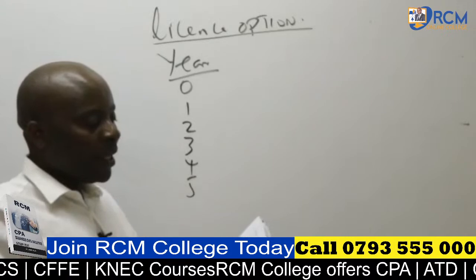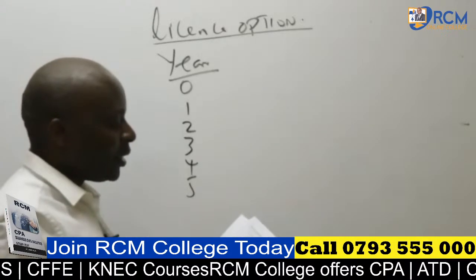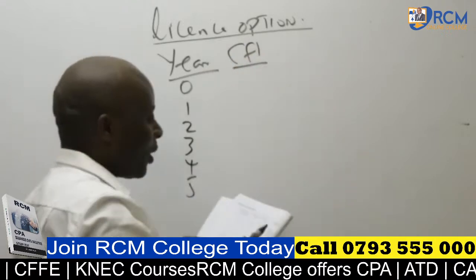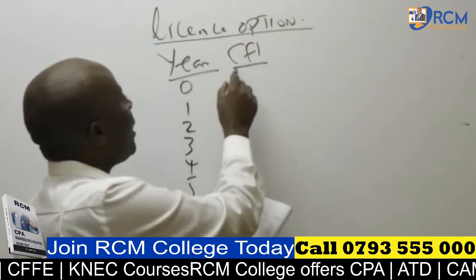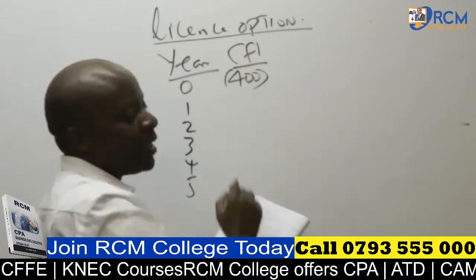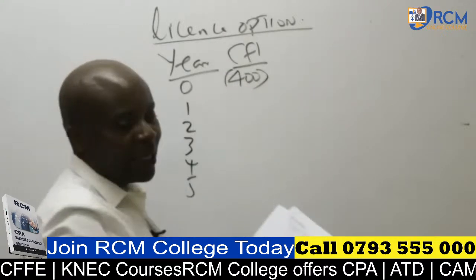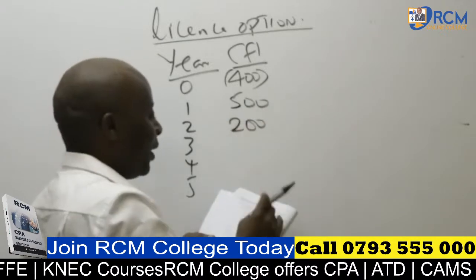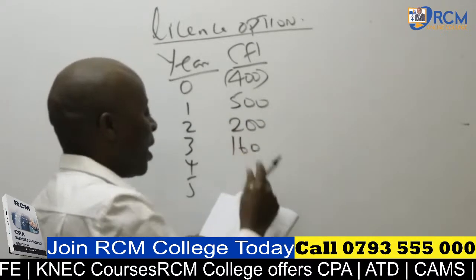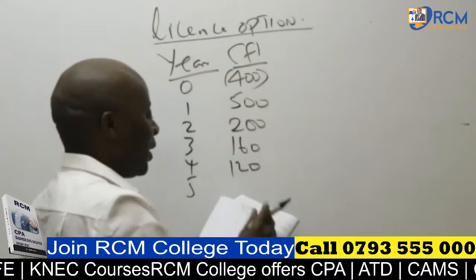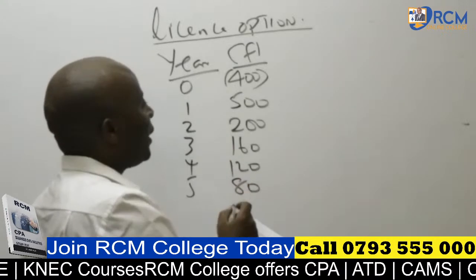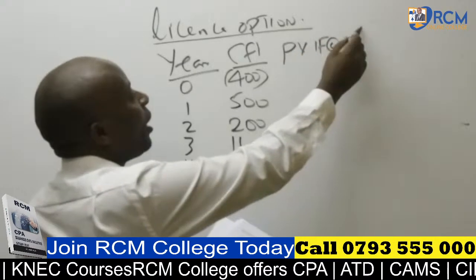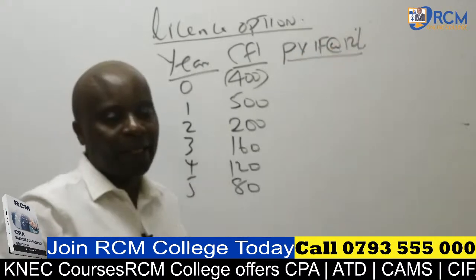After year, the next one, ladies and gentlemen, I can see the figures now. The cash flow. Write cash flow. So the licensee's cash flow at time 0, we are investing at time 0. From there, we have 500 here. Number 2, we have 200 here. Number 3, we have 160 there. Number 4, we have 120 there. Number 5, we have 80 there. Now, what I need to do is to come and work on the PV at 12%.